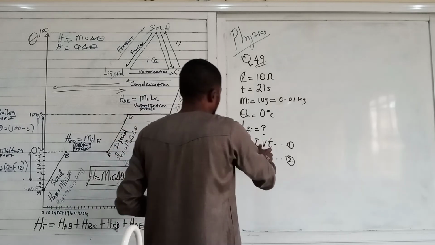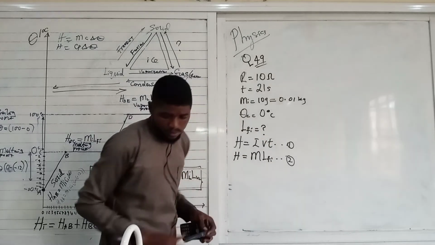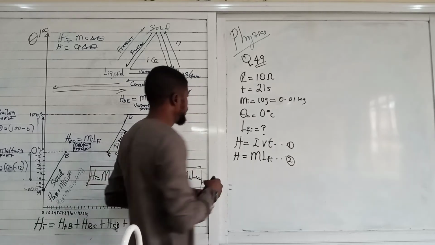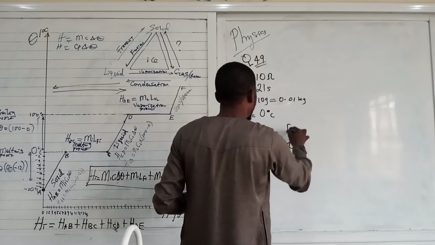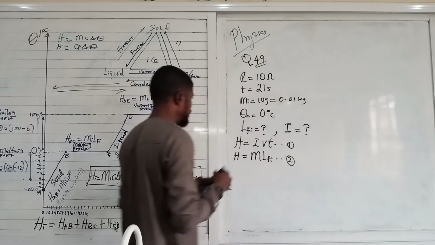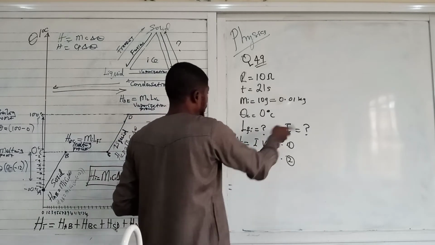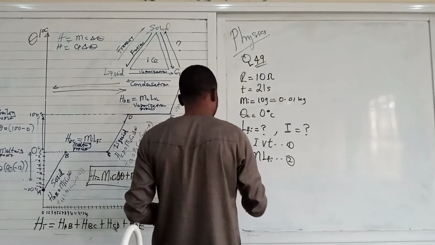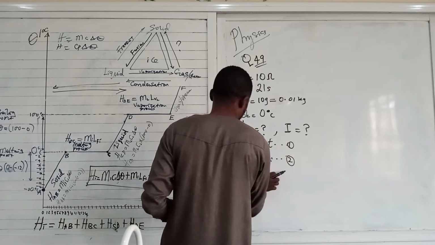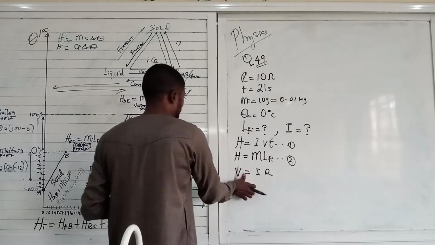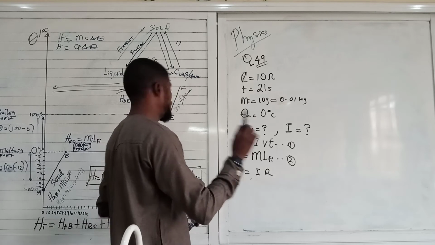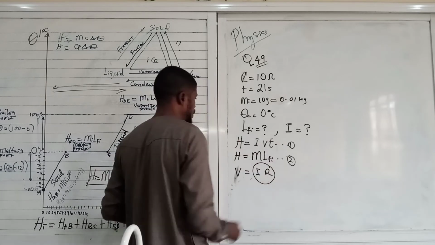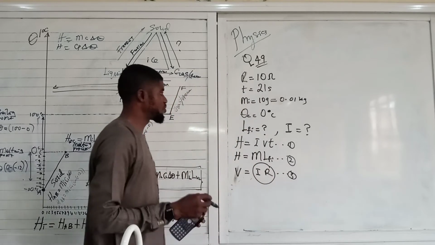Now, the current is not given. They ask us to determine the current. So the current I is not given. So what do we do? It's not given, and also V is not given. Now recall from Ohm's law, we have that V is equal to IR. There's no way we are going to look for two unknowns at the same time. So we are going to eliminate V in this equation and substitute this in the place of V. So you can call this equation number 3. So substitute equation 3 in equation number 1.